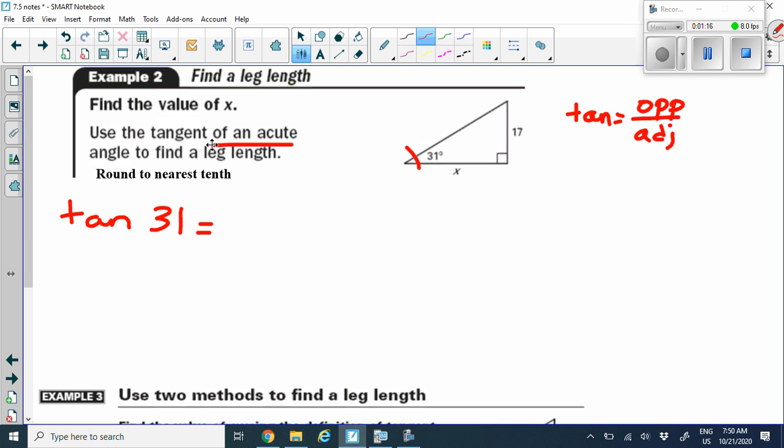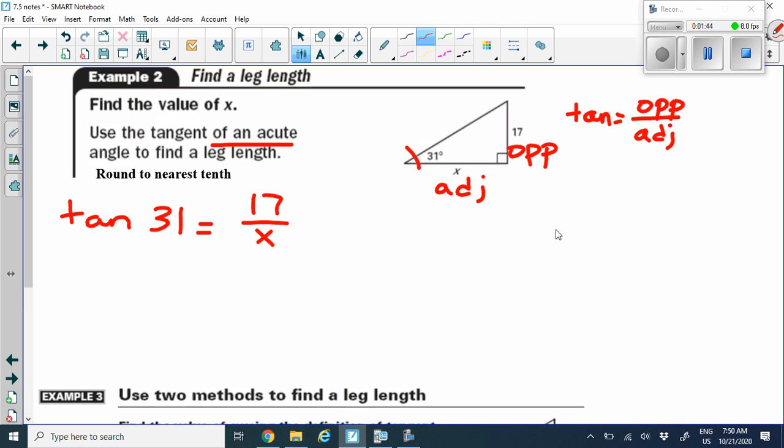Okay, let's label our opposite and adjacent sides. Remember, opposite is across from the degree. In this case, it's 17, so that's our opposite. Therefore, the only thing we have left is the x, and that's the adjacent. Make sure you use the information they give you. If there is a blank side and they don't have a variable there, don't use it, okay? So opposite over adjacent is going to be 17 over x.